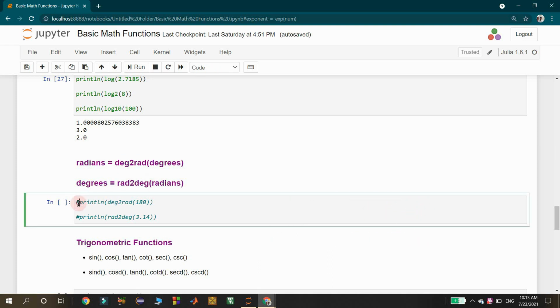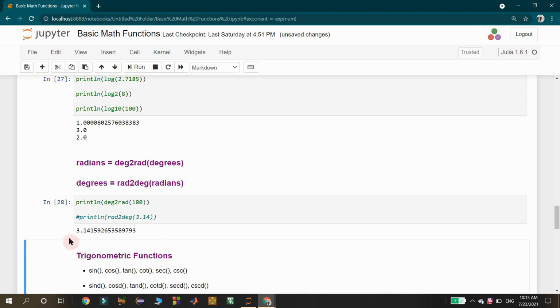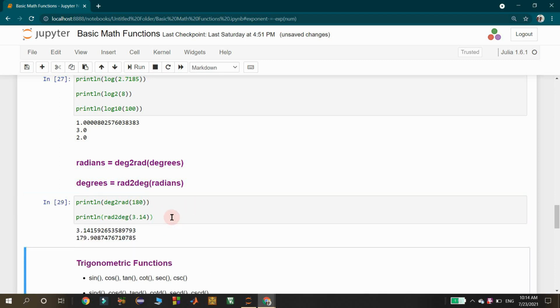Then I am going to use an example. I am supplying 180 as the degrees value to convert into radians. Then we got 3.14 something as the radians value for the 180 degrees. Then the rad to deg function I am using to convert 3.14 radians to degrees. Then approximately I got 180 degrees.